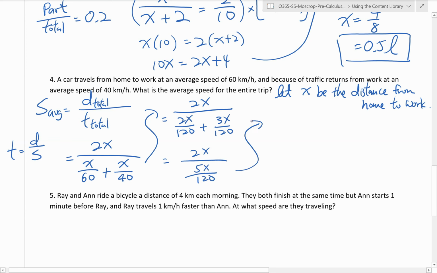Now from here, you can divide, right? Remember this means division, so you go 2x divided by 5x over 120. And when you divide fractions, remember you're multiplying by the reciprocal. Okay, and now we can simplify this. The x's, you see, the distance does not matter. The x's actually cancel out. You can reduce this. You can divide this by 5. You can divide this by 5, you get 24.